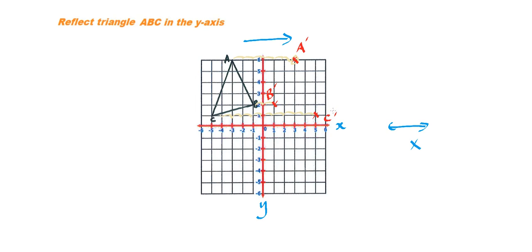And now the next step, all I have to do is draw some lines, and I will have completed the reflection. That's not accurate enough. It goes from there to there, there to there, and from here to here. And there you go. I've just reflected triangle ABC in the y-axis, which is here, and I've also labeled the image. Done.